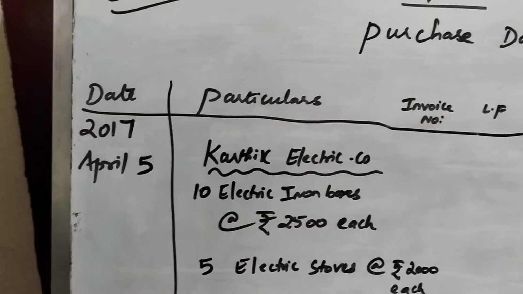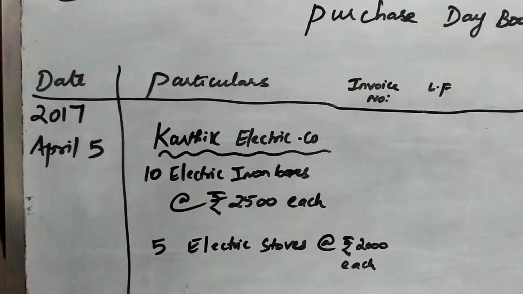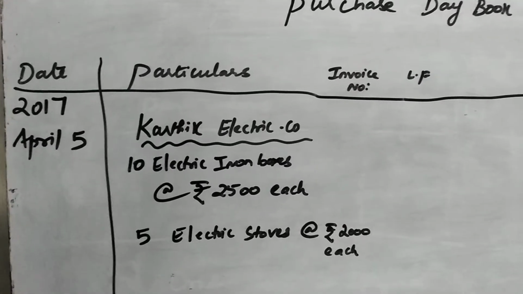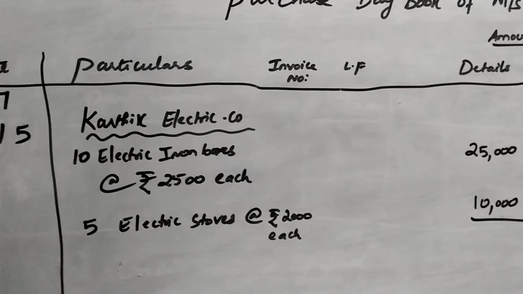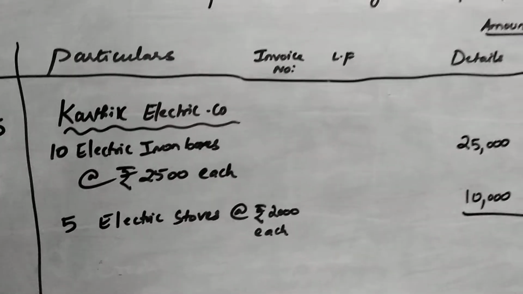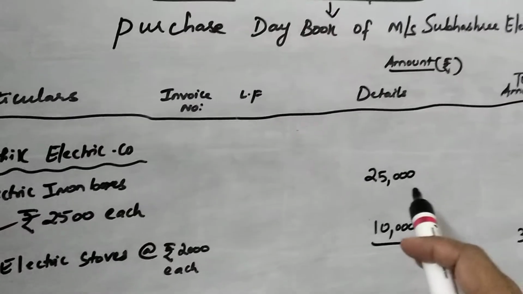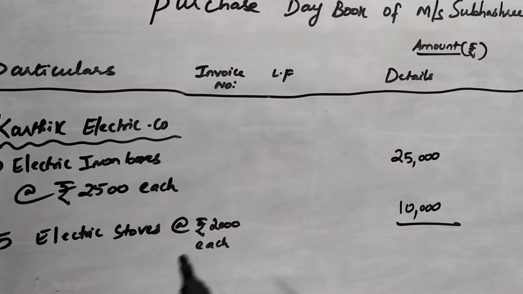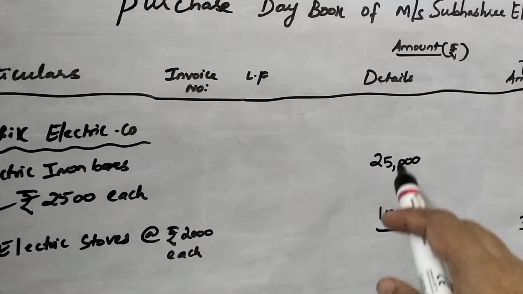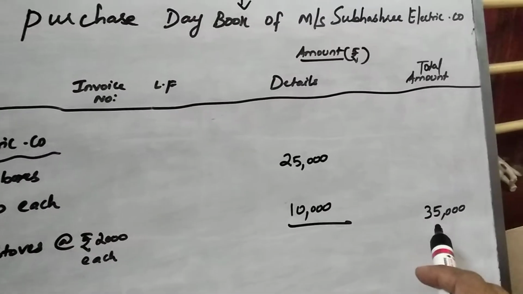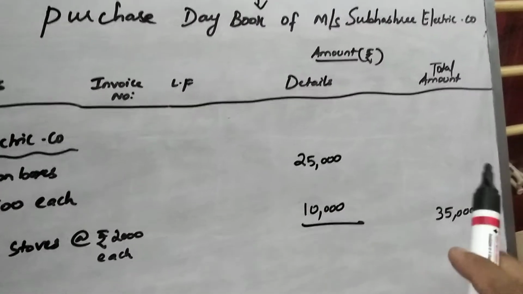So 5th of April 2017, Karthik Electric Company, 10 electric iron boxes at rupees 2,500 each and 5 electric stoves at rupees 2,000 each. So 10 into 2,500, 25,000. Put it in the detail column. Similarly, 5 into 2,000, 10,000. So you are going to add both 25,000 and 10,000. Write the total in the total column, 35,000.